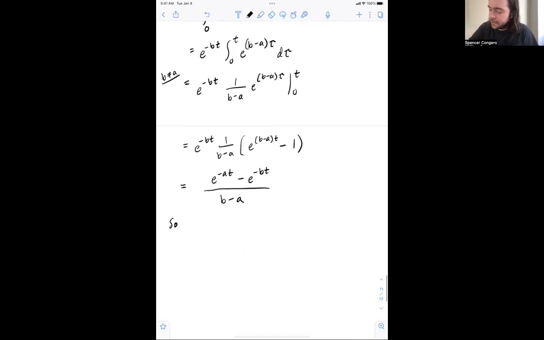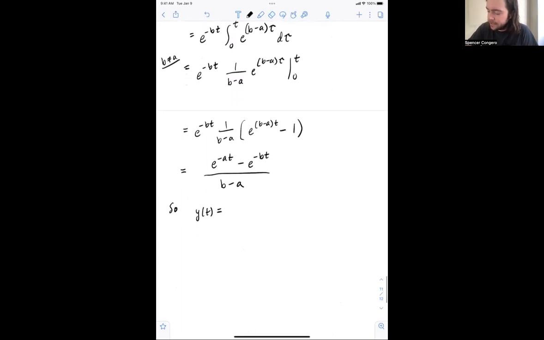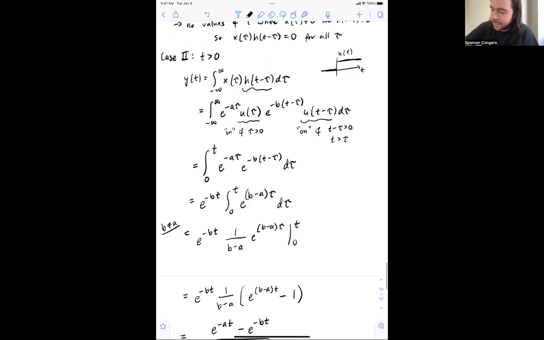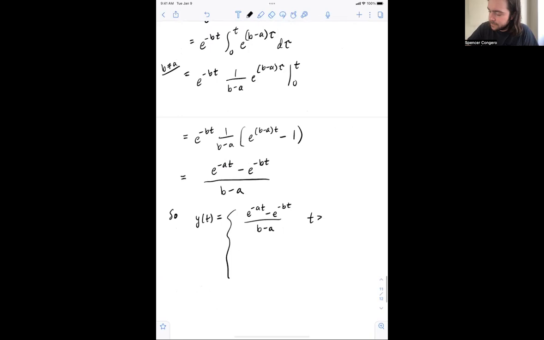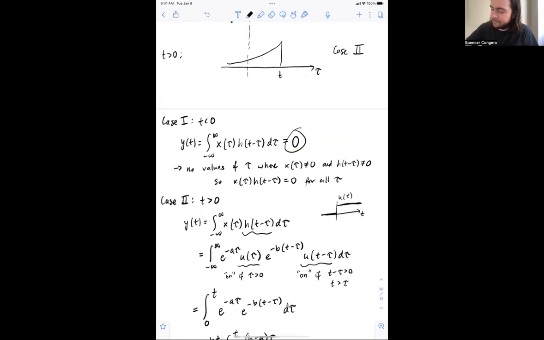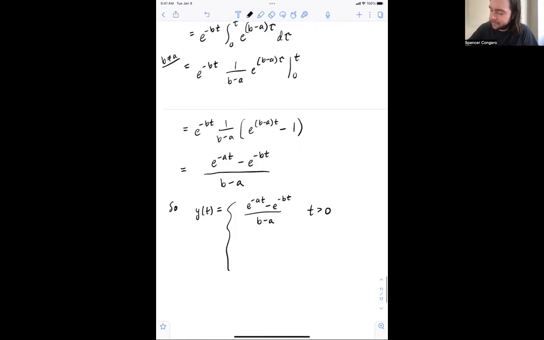Okay. So now, finally, our y of t is going to be what? Well, it's either e to the negative at minus e to the negative bt over b minus a. And that was when? That was if t is greater than 0. Okay. And otherwise, what do we get? We just got 0.